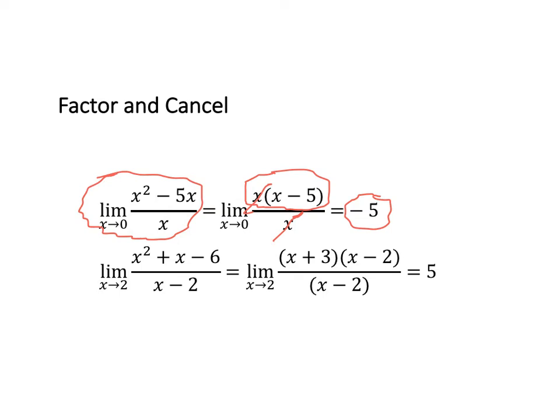Let's look at the second one. Again, if I plug in x equals 2, I've got a 0 in the denominator, so that's not going to work. I don't want to divide by 0. So if I take the numerator, x squared plus x minus 6, and factor that, it factors to x plus 3 times x minus 2, over x minus 2. Well, the x minus 2's cancel, and we just have the limit of x plus 3 as x approaches 2. If I substitute 2 for x, I end up with my answer of 5.